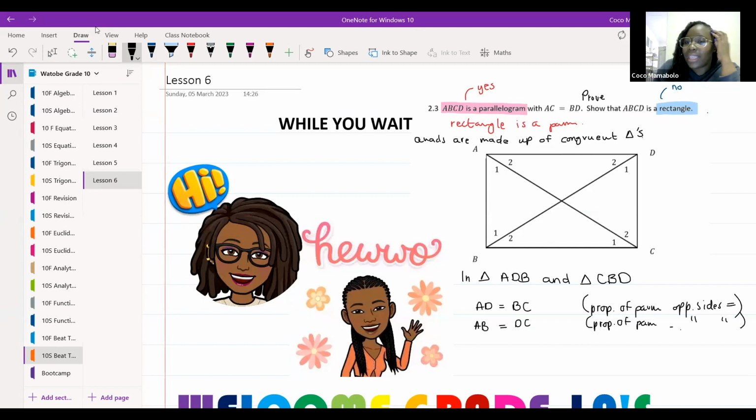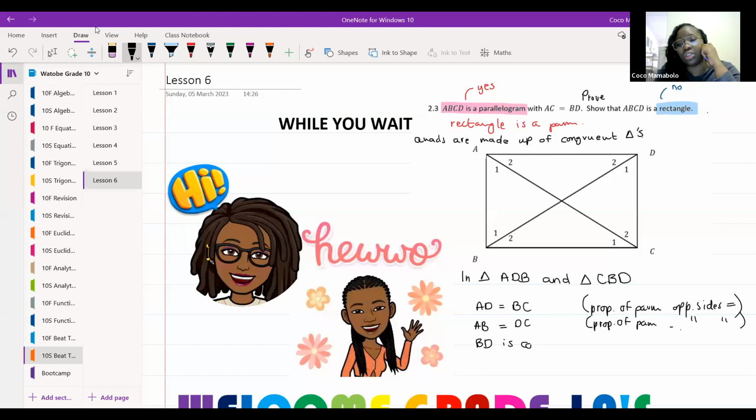Good. AC is not common in this case. Amber, be very careful. Which side is common? Look at your triangles. Which side is common? Yes, good, Mirula. AC bisects DB, but that's not going to help us in the triangles that we're looking for. Good, good. BD is common.